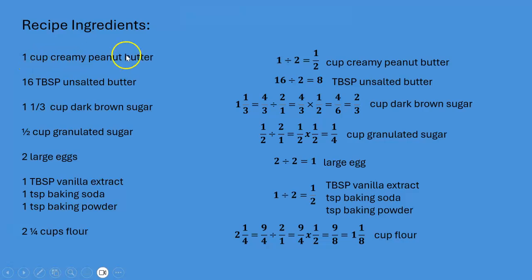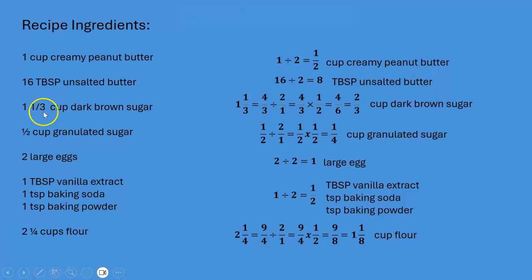So we know that 1 cup is 1 divided by 2, or half a cup of creamy peanut butter. Our 16 tablespoons of butter divided by 2 means we now need 8 tablespoons of unsalted butter.